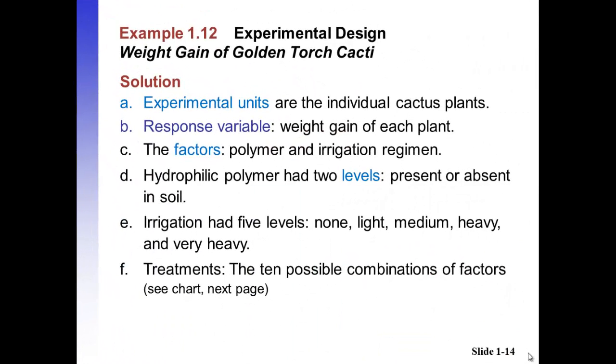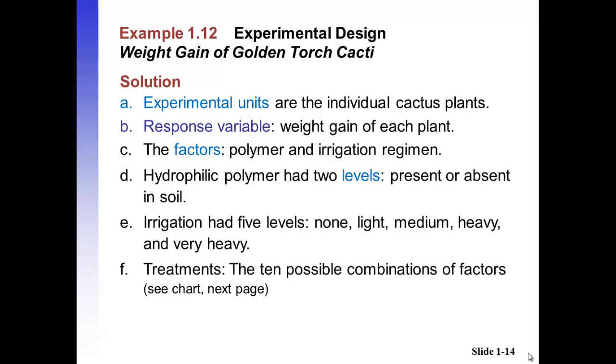In this case, the experimental units are the individual cactus plants. These are what were measured at the beginning and end of the experiment. Secondly, the response variable is simply the weight gain of each plant. The factors were these. Either polymer was added to the soil or it was not. And a certain amount of irrigation was given to each plant. There were two levels of hydrophilic polymer application. It was either added or it was not, and if it was added, it was always at the same rate.